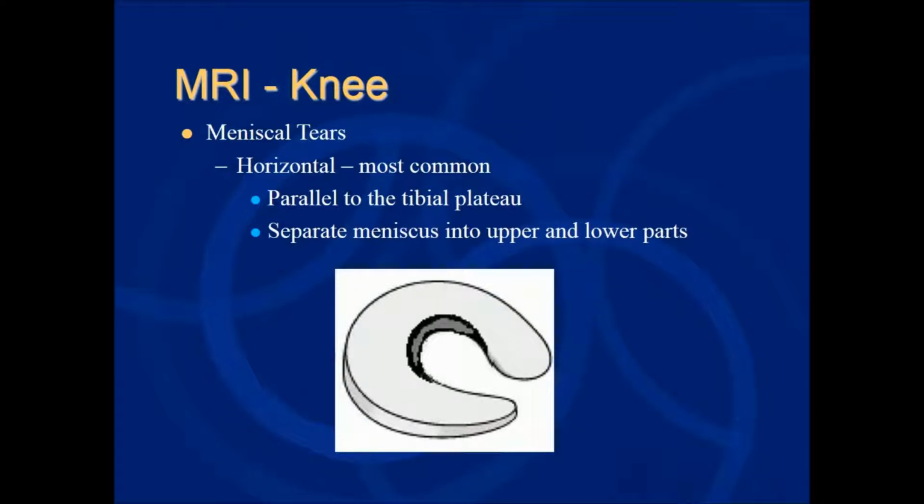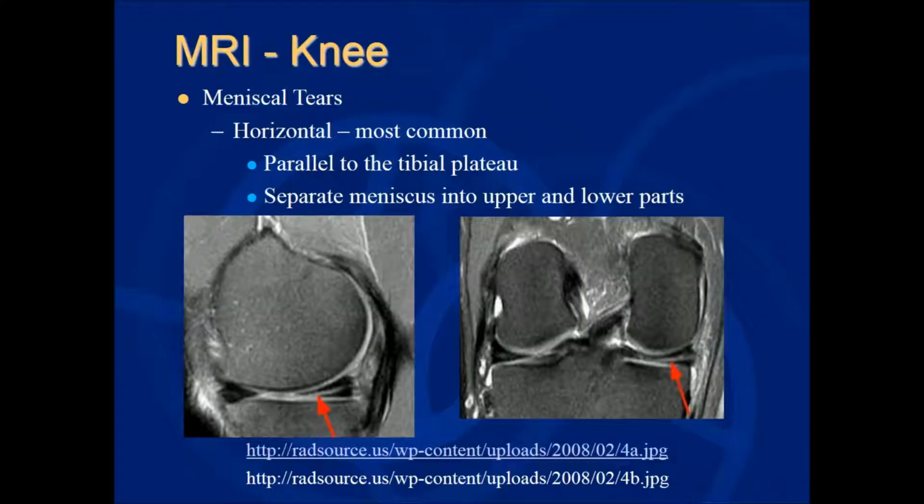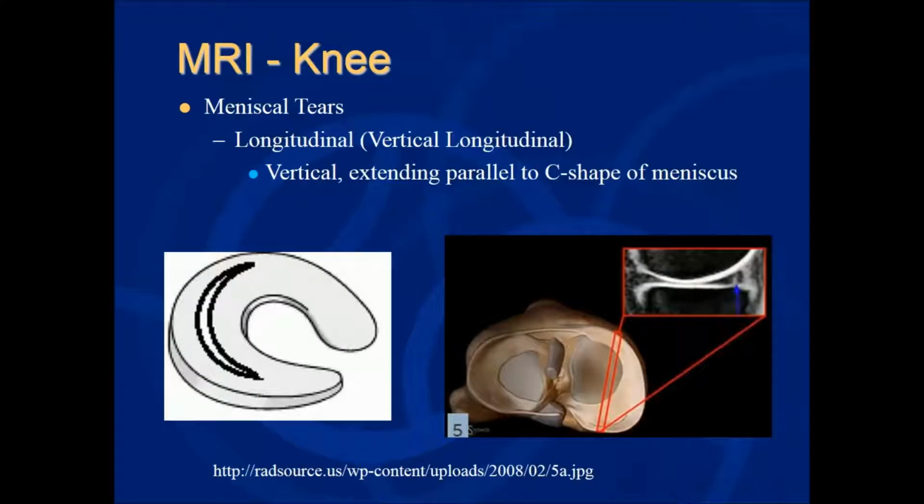The most common type of tear that you'll see is a horizontal tear or a horizontal longitudinal tear. This is a tear that is parallel to the tibial plateau, meaning that if you were to cut it with a knife, your knife would be horizontal and your knife cutting through the meniscus would be parallel to the tibial plateau. It typically separates the meniscus into upper and lower parts. We have a sagittal image on the left and a coronal image on the right. You can see this horizontally oriented longitudinal tear separating the meniscus into upper and lower parts.